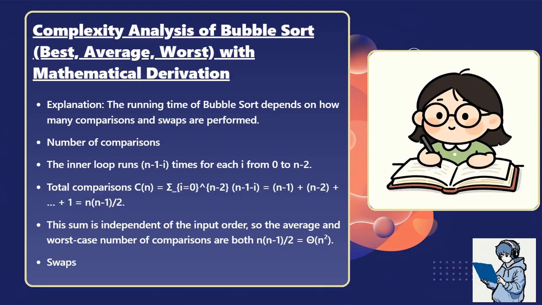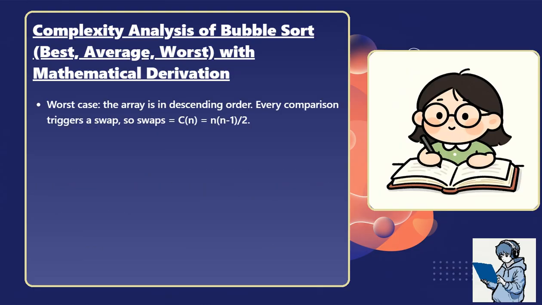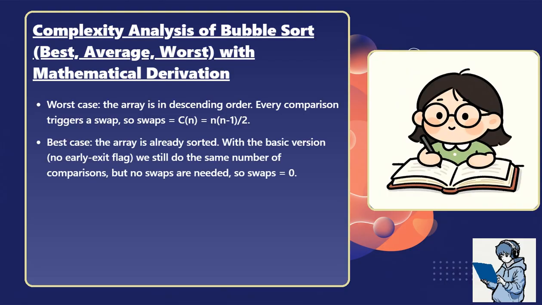The swaps. Worst case, the array is in descending order. Every comparison triggers a swap, so swaps equal C(n), which is n(n-1)/2. Best case, the array is already sorted. With the basic version, with no early exit flag, we still do the same number of comparisons, but no swaps are needed, so swaps equal 0.